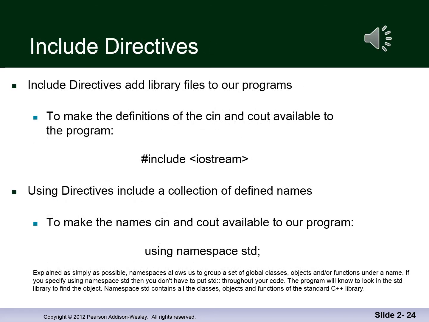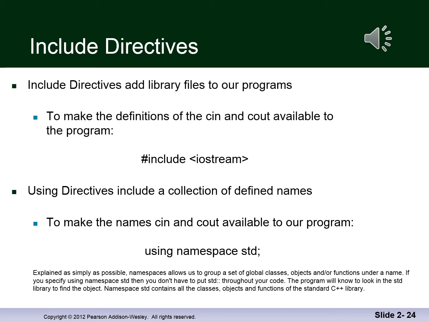When you're using functions like cin and cout, you have to add an include directive to the beginning of the program, which adds library files to our programs. It tells the compiler and the linker where to find the definitions of the functions being used. Cin and cout are part of the IOStream library. So to make the definitions of cin and cout available to the program, we put the include directive, #include IOStream.